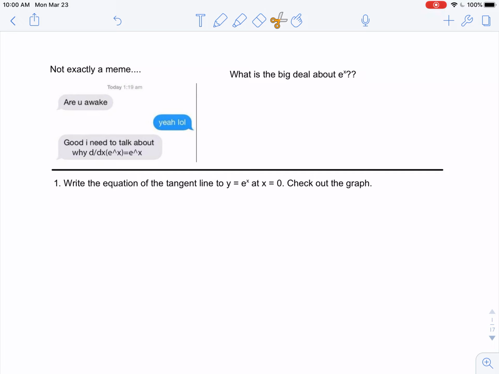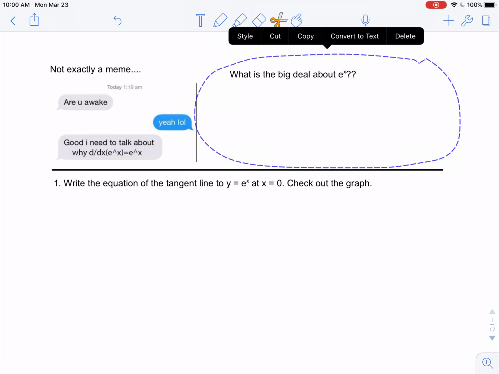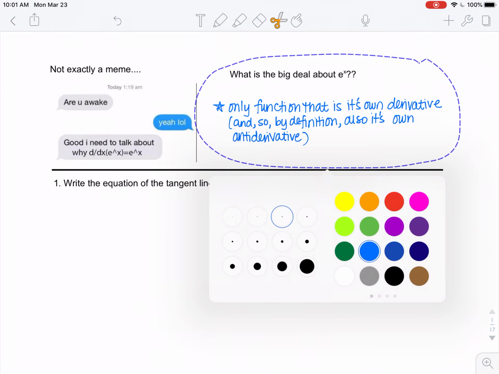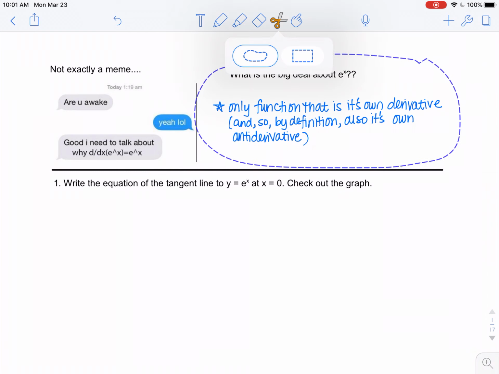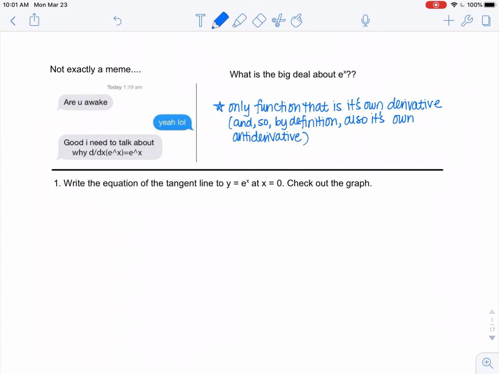And I think this is funny because it reminds us that the big deal about e to the x is that it's the only function that is its own derivative, and so by definition, its own antiderivative. And that's a pretty big deal. I could see how the nerdy part of you might have to stay up nights to think about that. All right, so we're going to use that fact in doing a little development here.